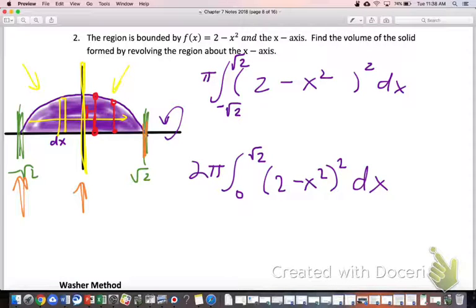So if I just look at this part only, that's going to give me exactly half the volume that I'm looking for. Then by multiplying by 2, that'll give me the whole volume. Okay. So are we doing that because it makes things easier, or we're just doing it to test it out?